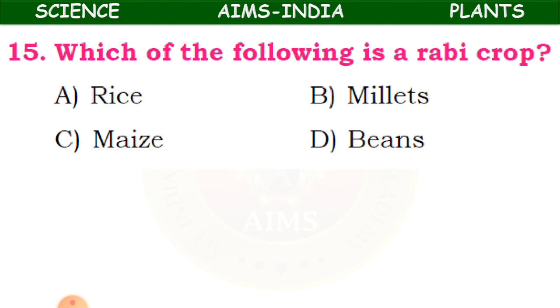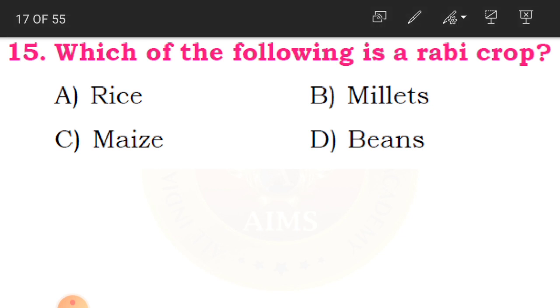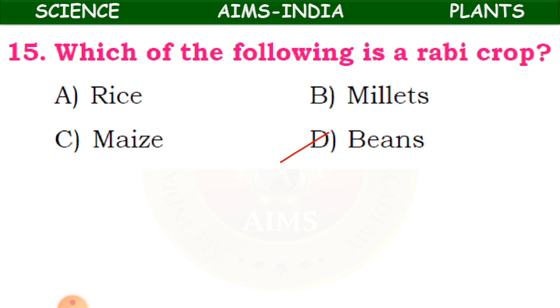15th question. Which of the following is a rabi crop? Children, what is a rabi crop? One which is grown in winters. Here, which is a rabi crop? You have rice, millets, maize and beans. Which is grown in winters, children? Any guesses? This is beans. Wheat, barley, beans, peas, all these grow in winter. So that is why this D option is the correct answer.